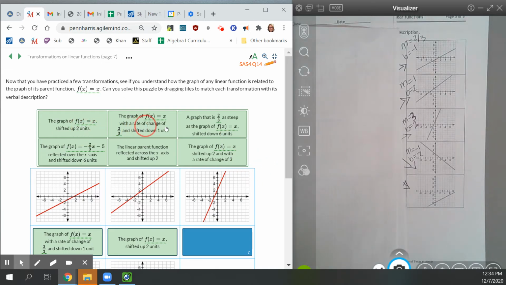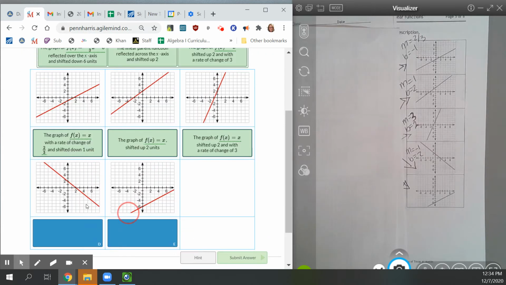So I used that one. This one says shifted up 2 units, but it says reflected. Well, we didn't reflect it. Here it says it was shifted up 2 units and a rate of change of 3. Okay. Now we have these 2 problems down here.